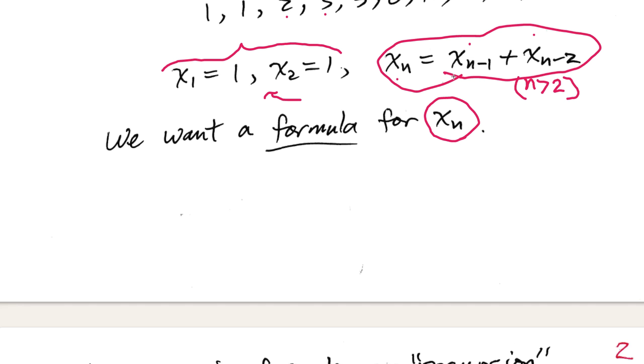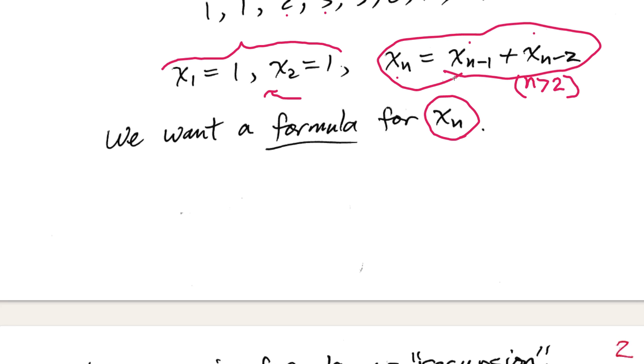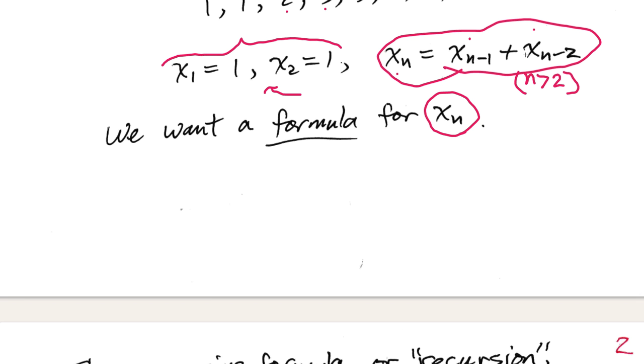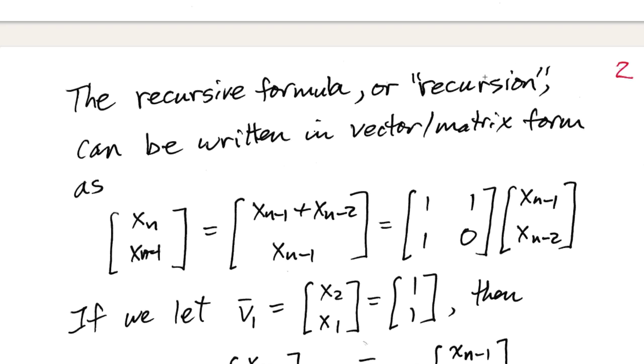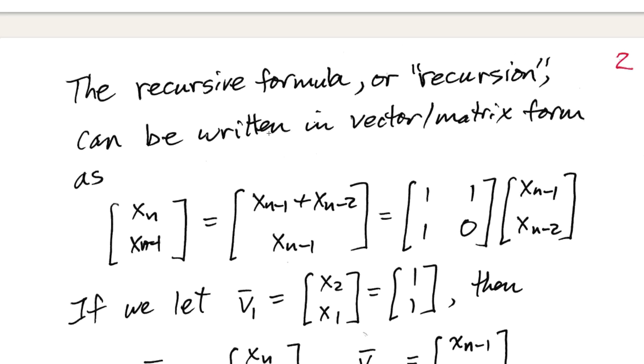I'm going to show you a three-term recurrence later, that's in terms of the previous three terms. Here we're just dealing with the previous two terms. So when I write this recursion in vector matrix form, I'm only going to take two terms because it's a two-term recurrence.